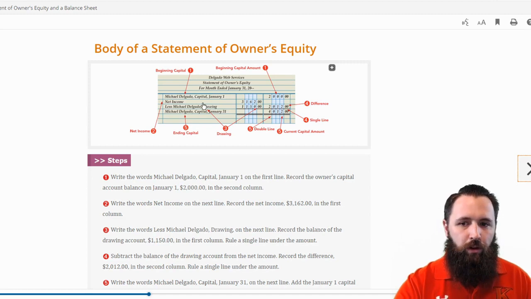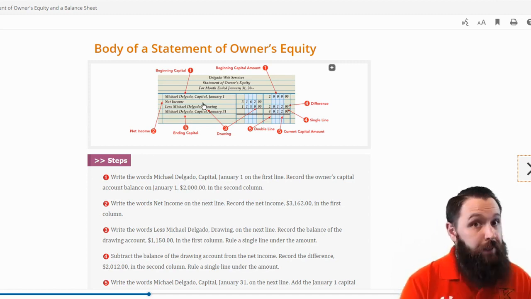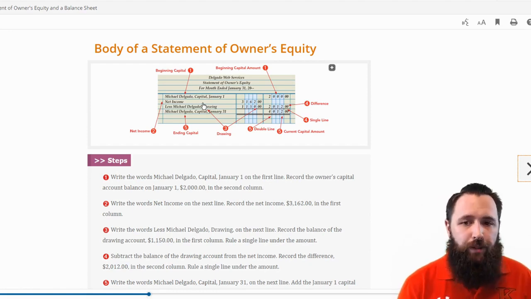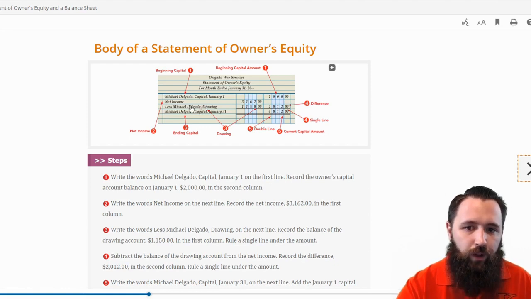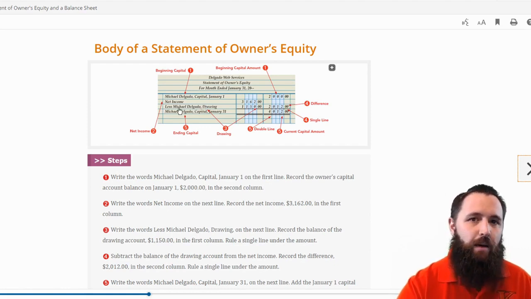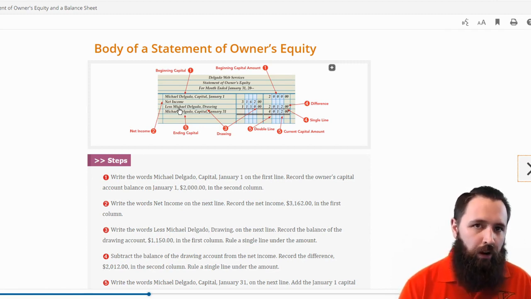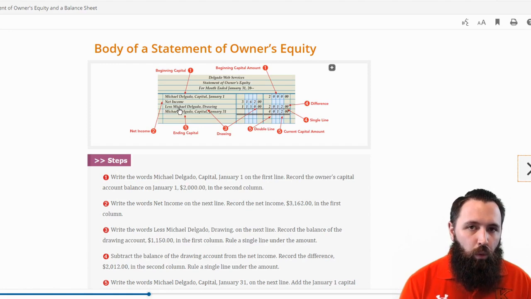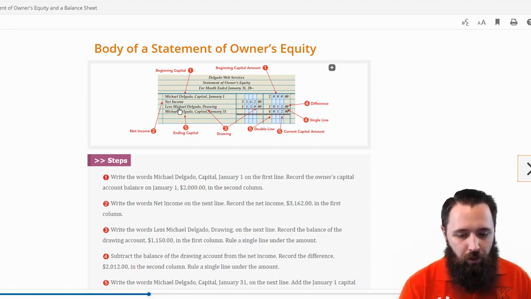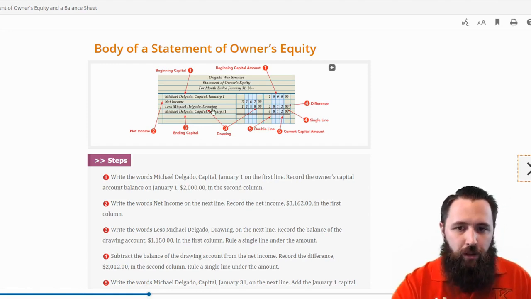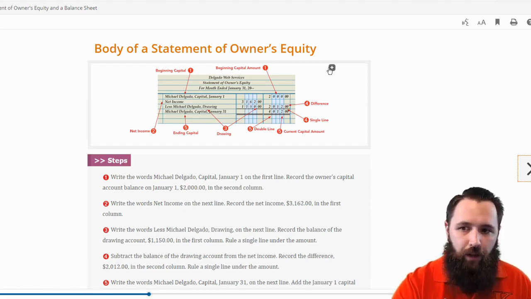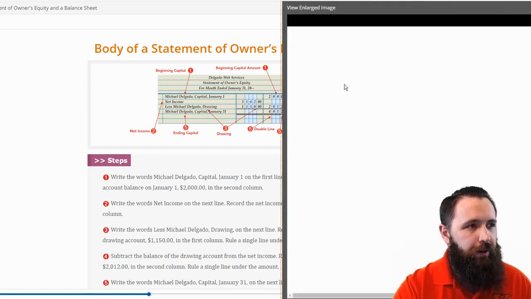Then we're going to record our net income. This could be a net income or a net loss, but since it's a net income, it's going to be a positive number. After that, we write less Michael Delgado's drawing. This is our owner's drawing account, because remember, we need to record any of that money that the owner took out. What we're going to do next is a little bit weird, right? Let me pull this up so you can see it even better.